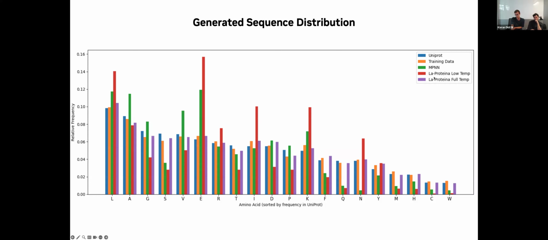Whereas if we instead do full temperature sampling, where we disable all these low temperature things, our model can very closely recover our training data distribution of amino acids, but this doesn't give you the 90-95% co-designability results. So again, it's a question of what you want from your model. In our case, since we're interested in what designers filter for in the end, which is co-designability among other things, we use this low temperature sampling setup.